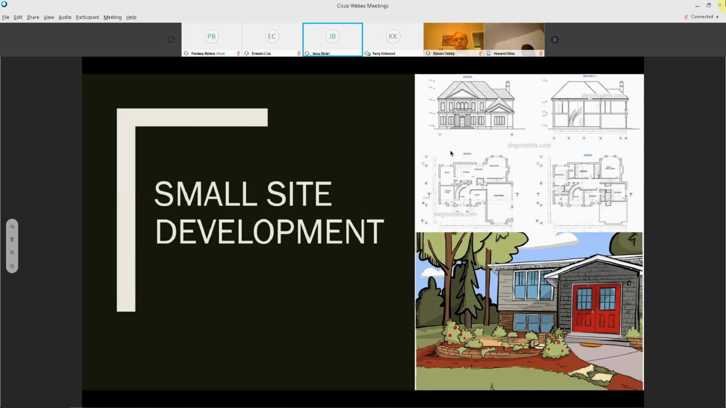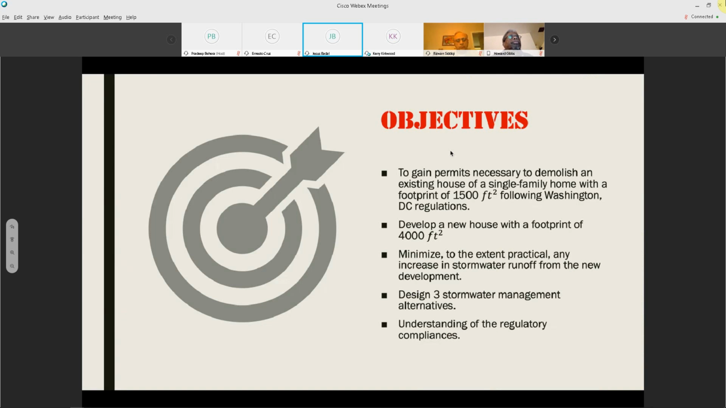Next, we had to develop a small site. Next slide, please. So the objectives of the small site design was to gain permits to demolish an existing house. So the client gave us a house that's existing on a property, 1,500 square feet. It's an older house, and it had to be razed in order to construct a new house on this plot of land. In order to do this, we had to design for pre and post development. And to do that, we had to come up with 3 alternatives to manage the excess water that would be developed from the new development. And do this using the regulatory compliances. Next slide.